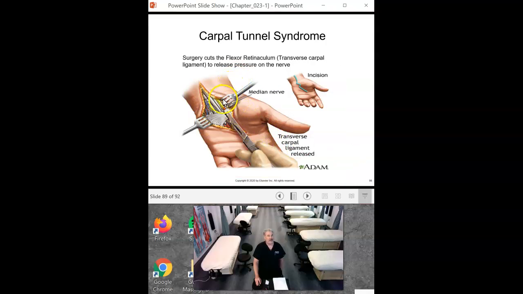And this is when they will actually go in and cut the carpal tunnel to try to make more room for it underneath there. I do not like this approach, as you can tell. I think it's a very severe route to go, but it can be done.